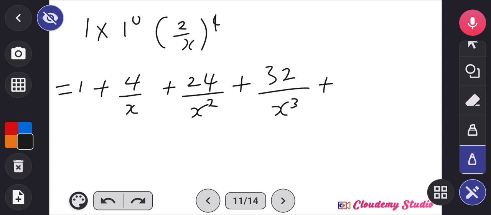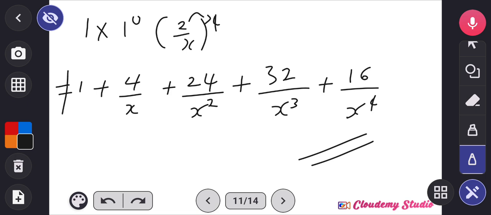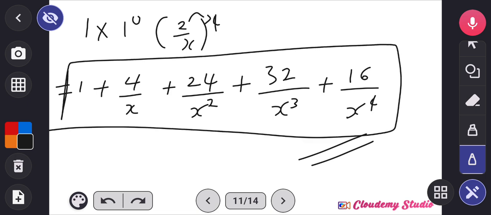Plus the next one is 2 raised to the power 4. That's equals to 16. x raised to the power 4. That will give us 16 divided by x raised to the power 4. And this is my answer for this particular Pascal's expansion. Can you see how to use Pascal's triangle for expanding this thing now? Very, very easy. Like a very, very easy aspect of mathematics.